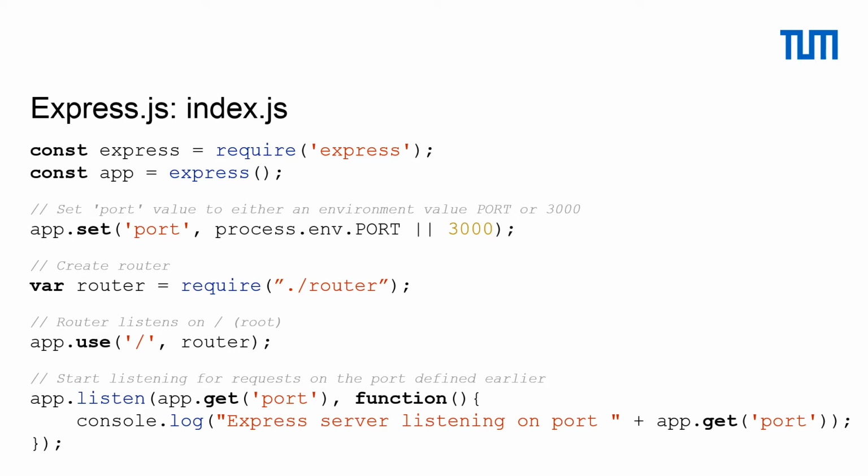In the last lines of code, what we see is that we actually listen to incoming requests. And we do so by listening on the port that we defined earlier. We also have a function which is a callback, and this function tells us that our Express server is listening on the port that we defined earlier.